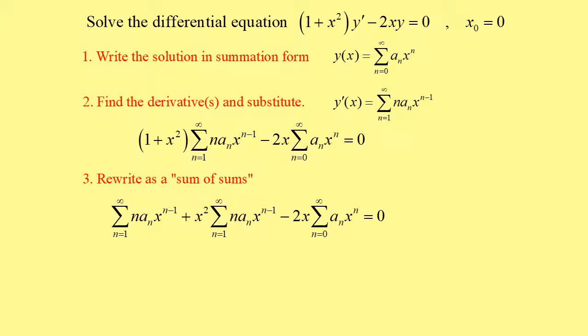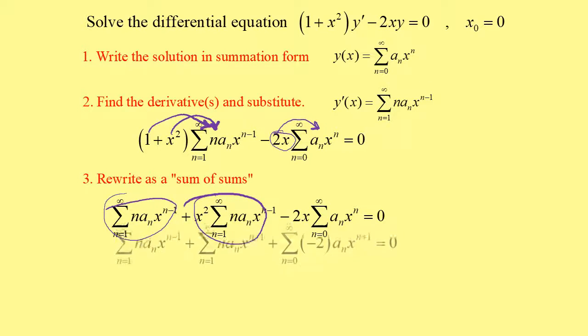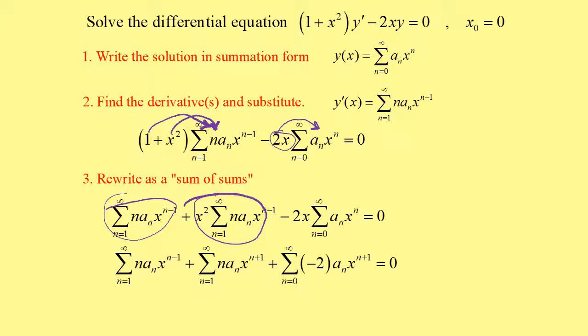I'll kind of go through the explanation since all of that just popped up at once. We did this one times the sum, that's what we got here. We did this x squared times the sum, that's what we got here. And we're going to do this negative 2x times the sum. And so that's what we mean by writing it as a sum of sums.